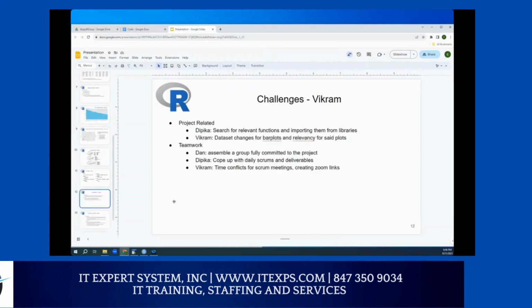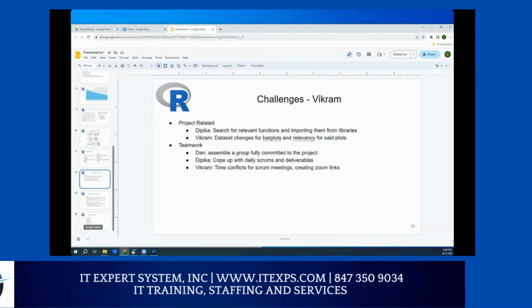During this project, we faced some challenges. I was struggling with a few plot creations and determining which plots were actually relevant to the project. Deepika had issues with a few clustering functions. As for Dan, he took on the challenge of assembling the group. Luckily, we were able to work through these issues as a team.